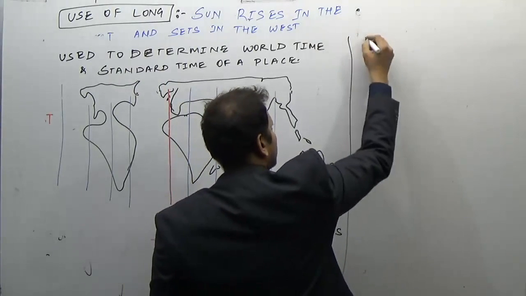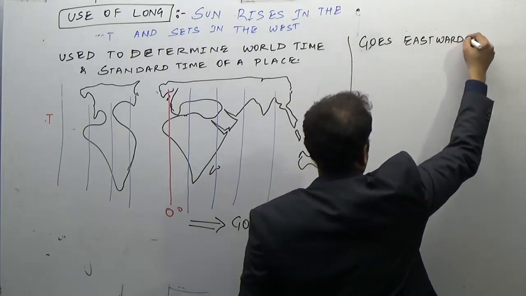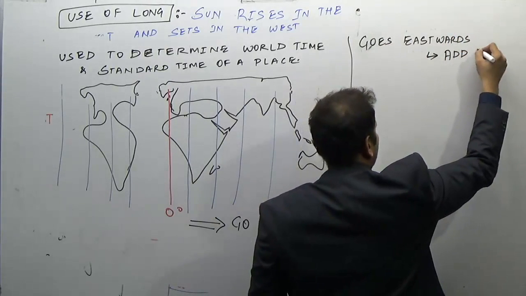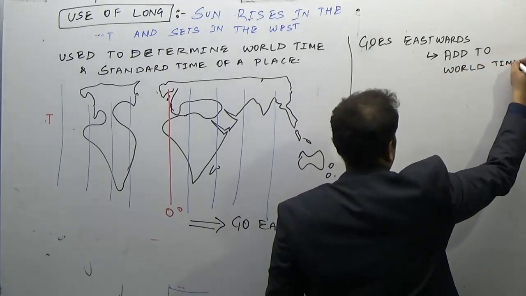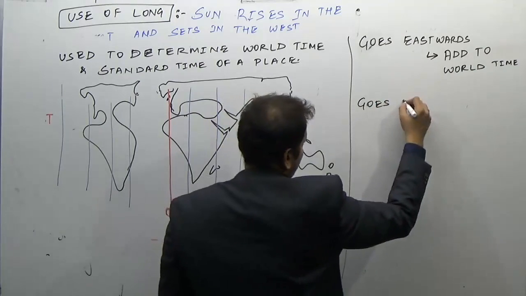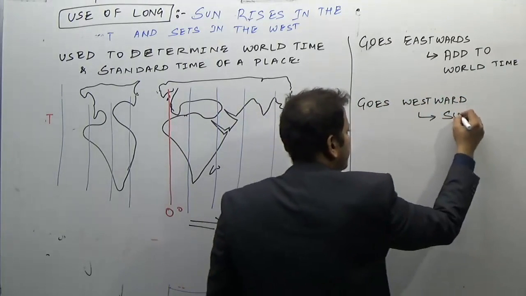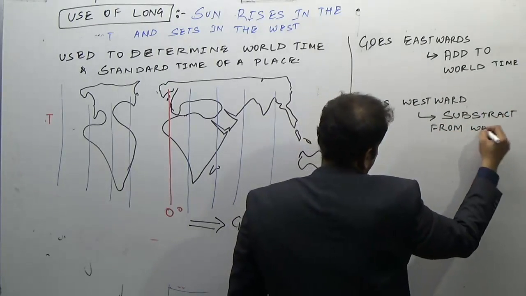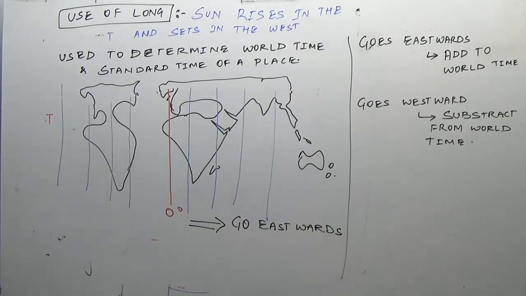if a person goes eastwards, then add, because we add to world time. If a person goes westwards, we subtract from the world time.